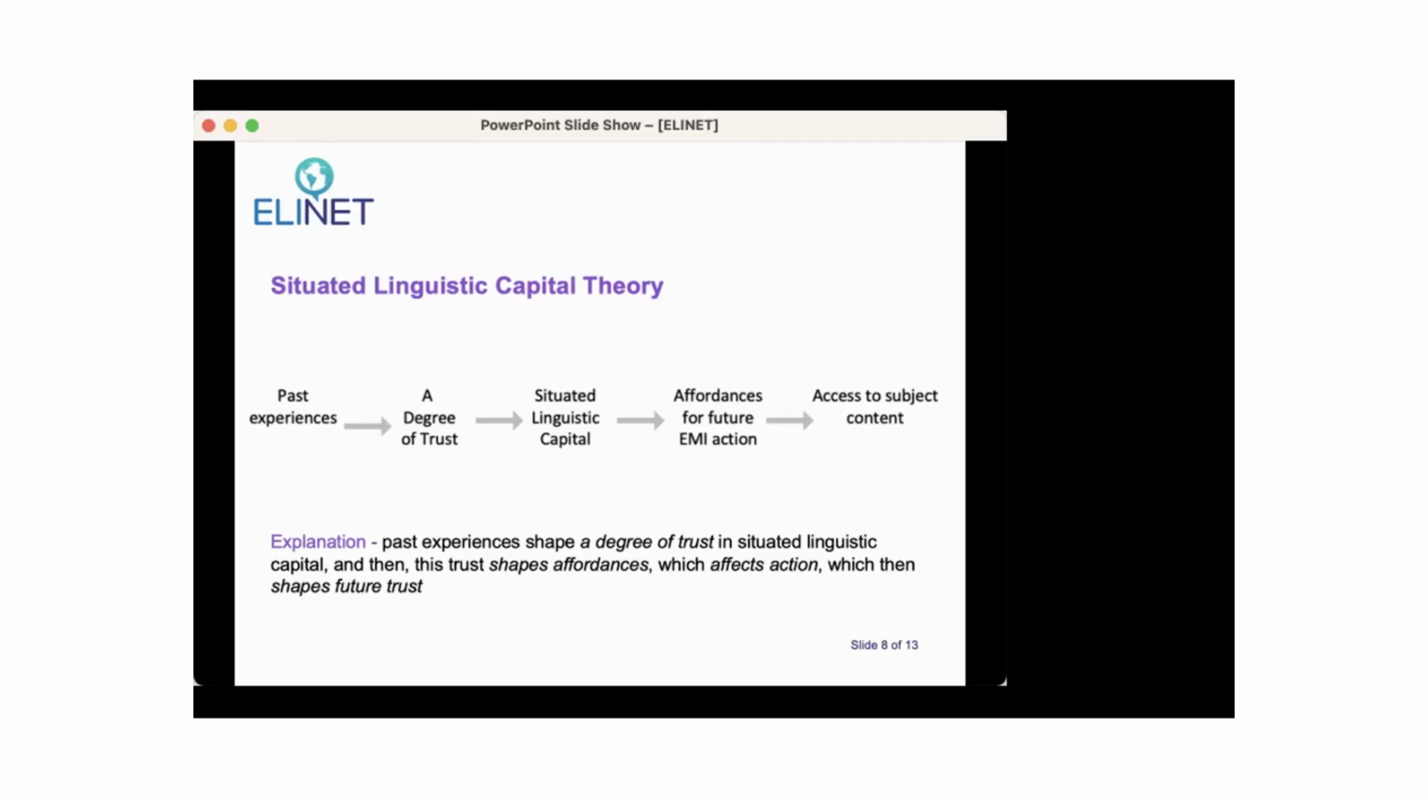So therefore, within the theory, situated linguistic capital is conceptualized as a construct within an ecology that a degree of trust creates and from which affordances flow. And what I discovered in my research is that in the case of South Korean students, their past experiences constrain their ability to develop adequate linguistic capital in EMI situations, which I'll exemplify with some data excerpts on the next few slides.